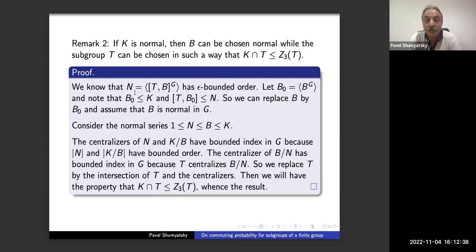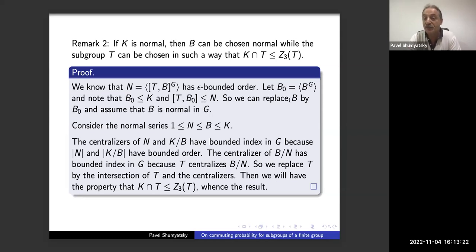So why is this? First, why can B be chosen normal? We already know that the normal closure of the commutator subgroup of T and B has bounded order. So first we apply the proposition, and we choose T and B just as they are given by the proposition. Then we take B naught to be the normal closure of B. Since K is normal, of course, B naught is also a subgroup of small index in K, and now it's normal. And it's easy to understand that the commutator of T and B naught is again contained in N, which we already know is of small order.